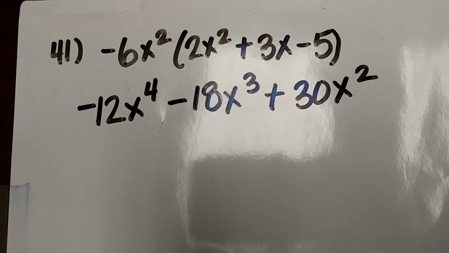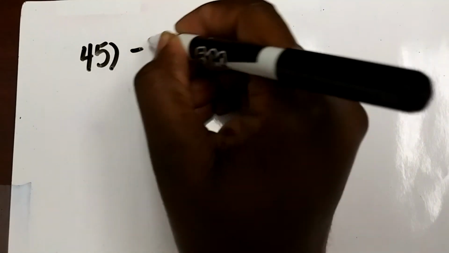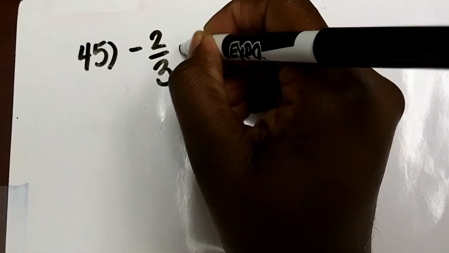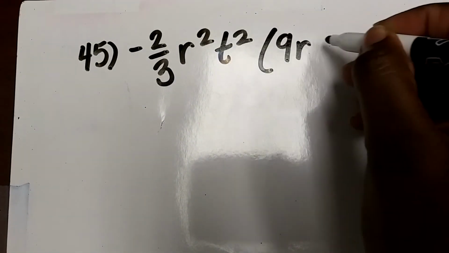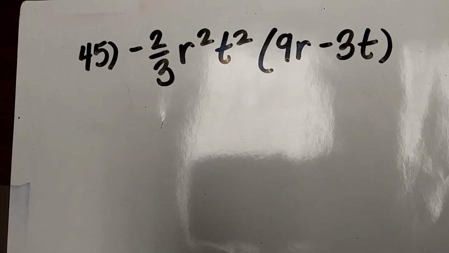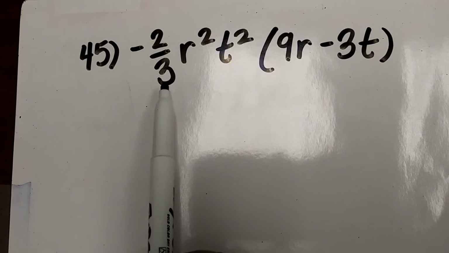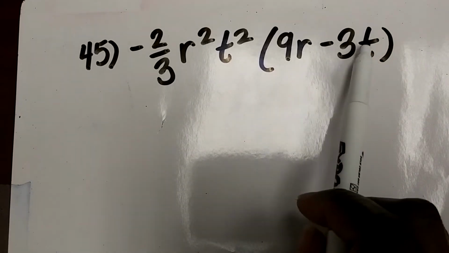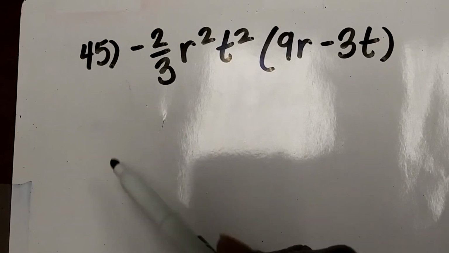Look at number 45. We are looking at a fraction. Negative 2 over 3 r squared t squared times 9r minus 3t. Right here, just take your time and work on this fraction. You can read this so many ways. You can simplify the 3 with the 9 and the 3, or just multiply and then simplify after. I want to do this a little at a time.